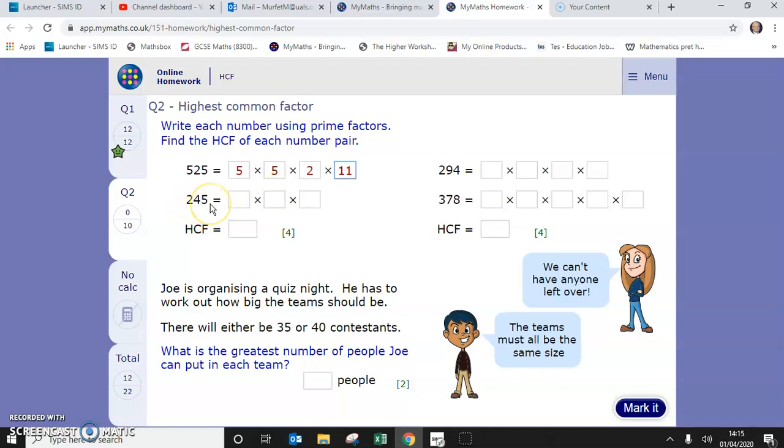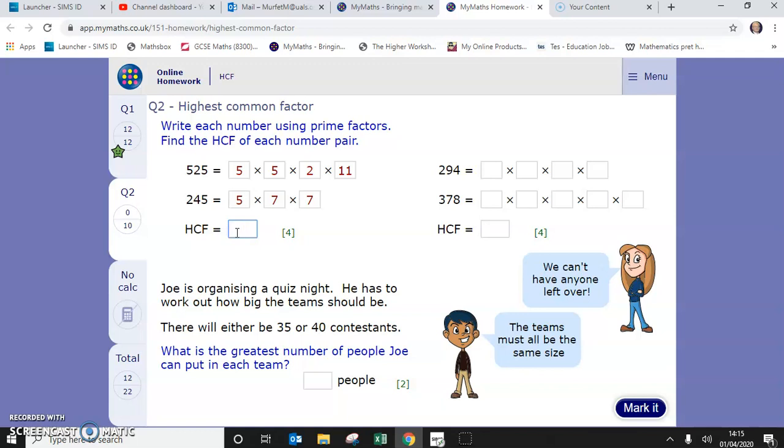2, 4, 5. 5 goes into 245 49 times, and 49, 7 times 7 is 49. So it's going to be 7 times 7.